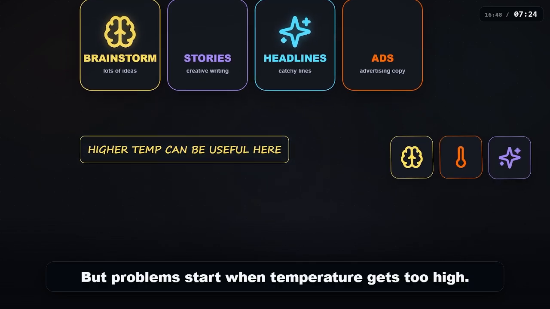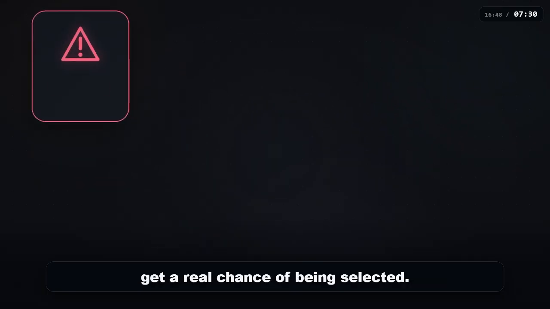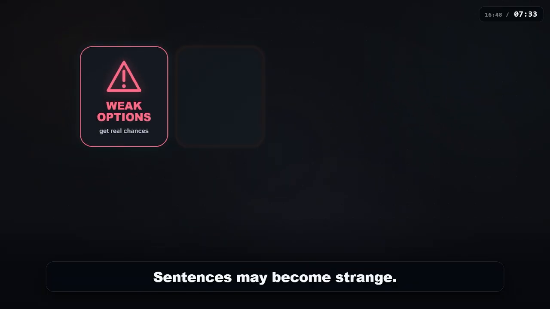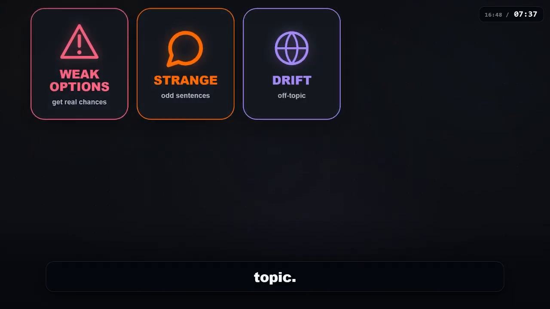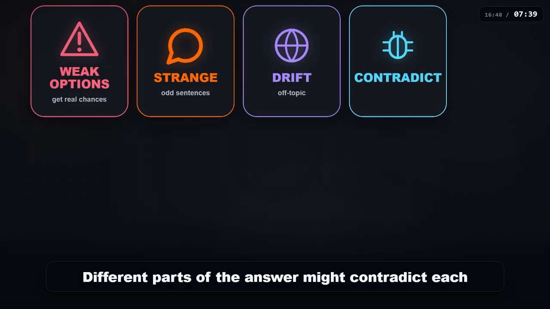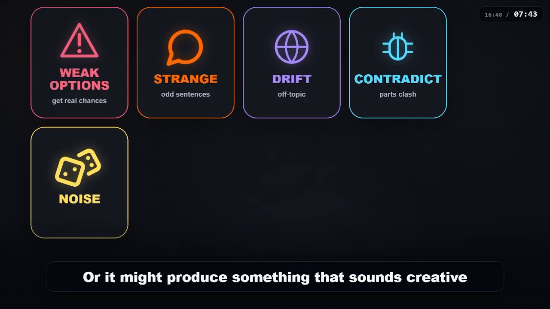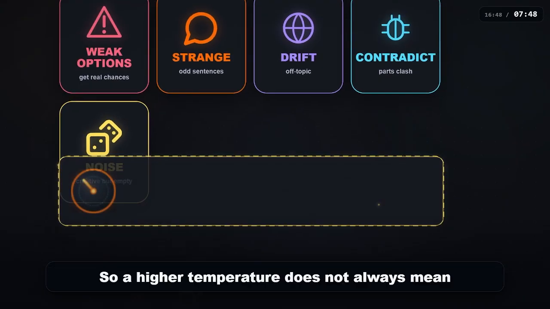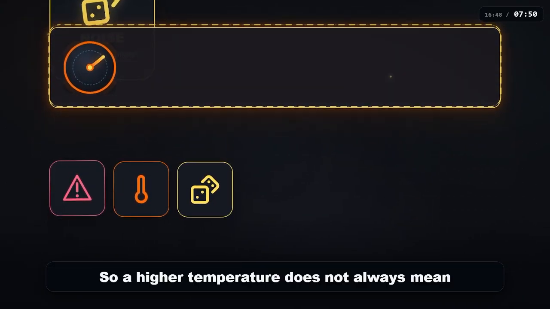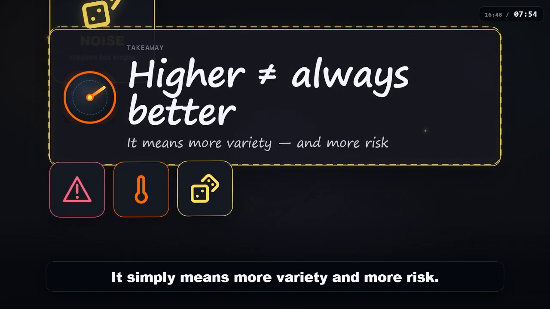But problems start when temperature gets too high. At that point, even weak and unlikely options get a real chance of being selected. Sentences may become strange, the model might drift away from the main topic, different parts of the answer might contradict each other, or it might produce something that sounds creative on the surface but doesn't actually make much sense. So, a higher temperature does not always mean a better answer. It simply means more variety and more risk.